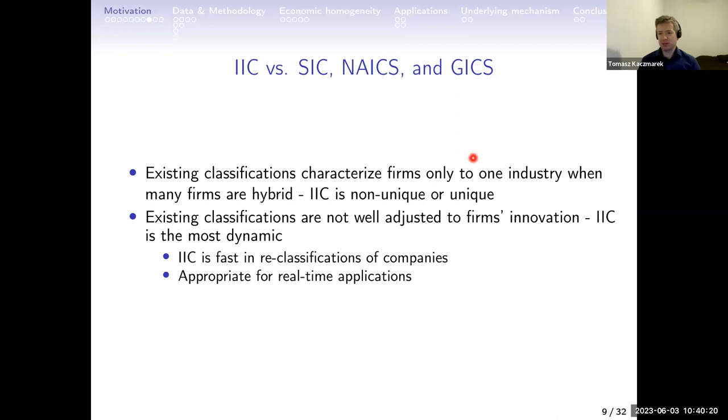So from this perspective, it can be both a non-unique and unique approach to formulate the industry classification. Also, existing classifications are not well adjusted to firms' innovation and they are not that dynamic. In contrast, our approach is dynamic and we can find changes in the business structure of a company really fast.